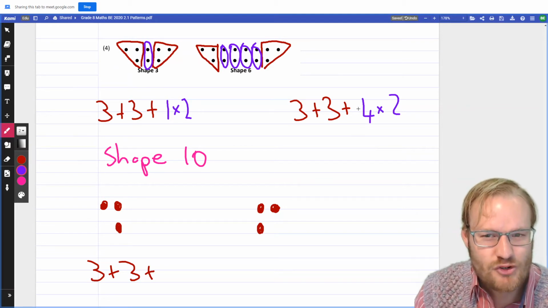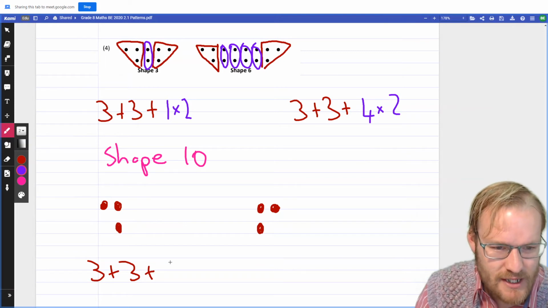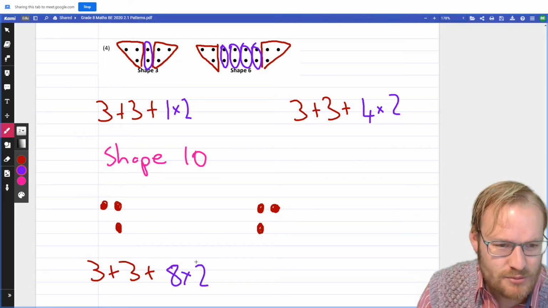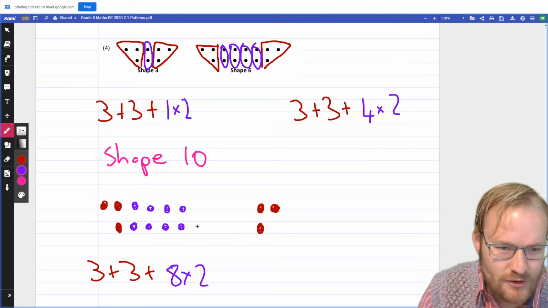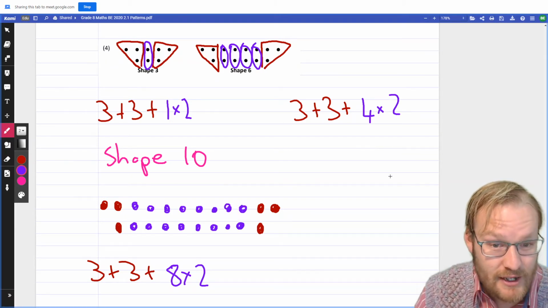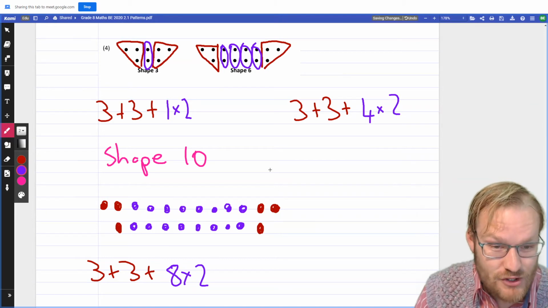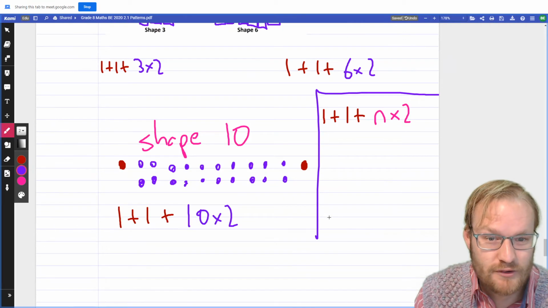To my mind, I'm subtracting 2. So now I'm going to have 8 pairs in the middle here. Because it's shape 10, I'm going to have 8 of these groups of 2. So I'm going to have 1, 2, 3, 4, 5, 6, 7, 8. And with a bit of luck, that picture there should match exactly the same picture we drew before.